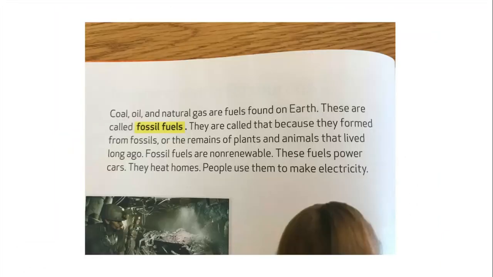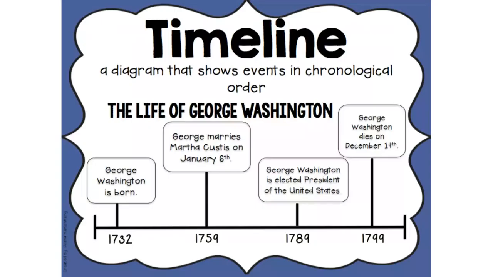You'll also see it in your science textbooks, in your history textbooks. So here the keyword is fossil fuels. They made it bold and they highlighted it. So typically these are words that you can find in the index in the back of your book, which is what we talked about yesterday. But we're going to be talking about a glossary here in a minute, and you can use that for that too. So next one, we have a timeline.